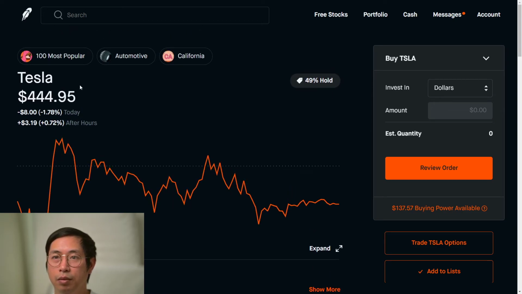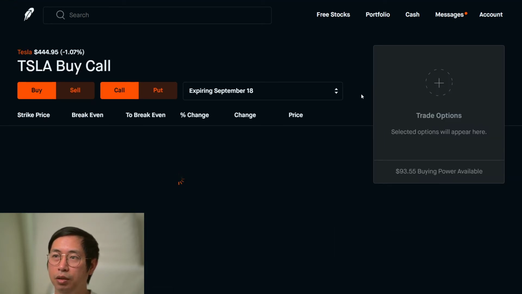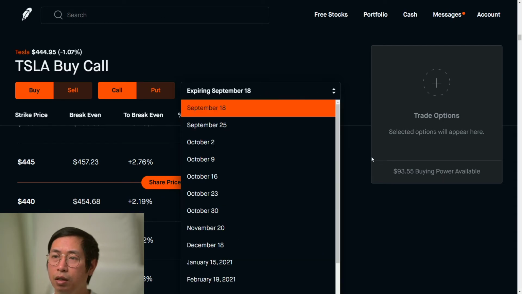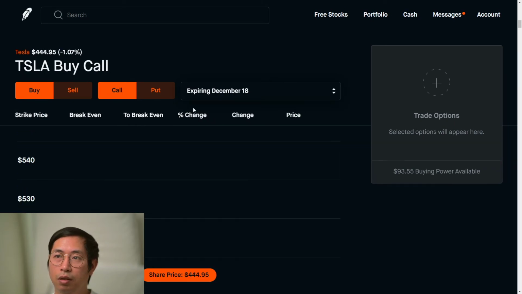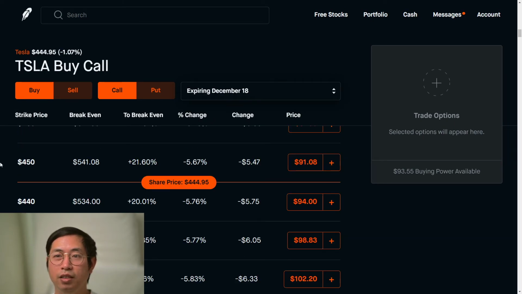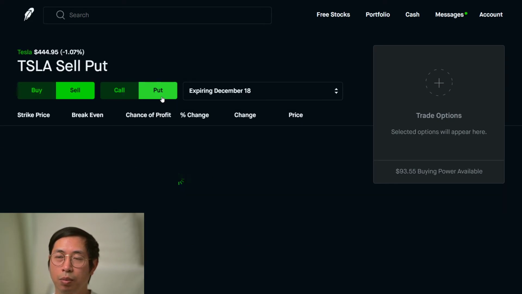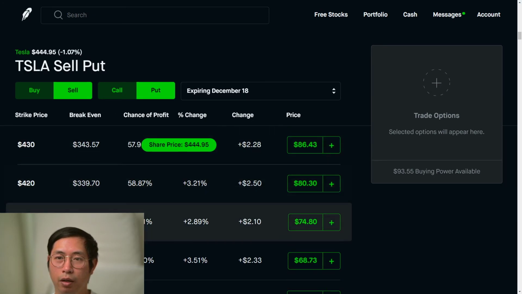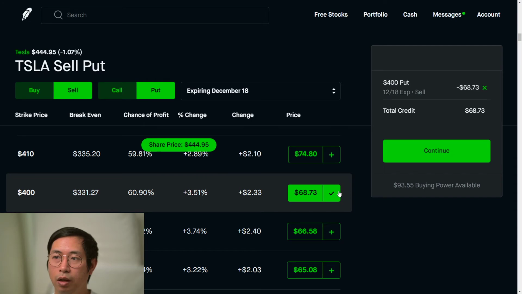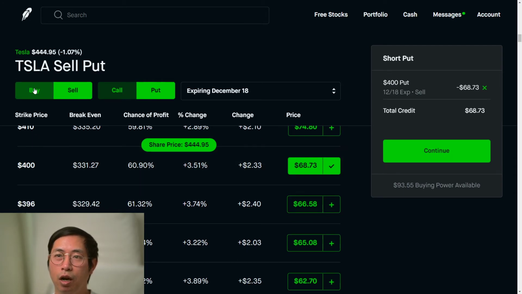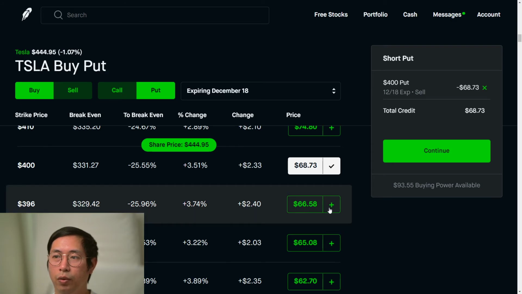So let's look at Tesla. Right now, it's at $444. If we think it's going to stay above a certain price, we can do a put credit spread on this. So let's go over to trade Tesla options. Pick an expiration date. So let's say by December. So on December 18th, we think Tesla is going to stay above $400. Sell a put at $400 strike price. And then buy a put at a strike price lower than $400, like $396.